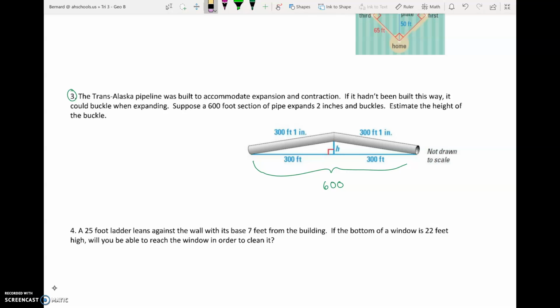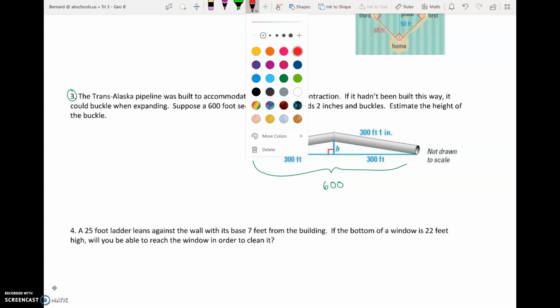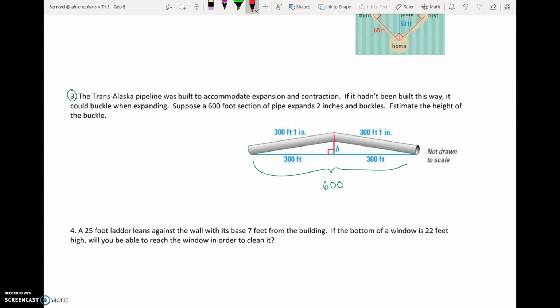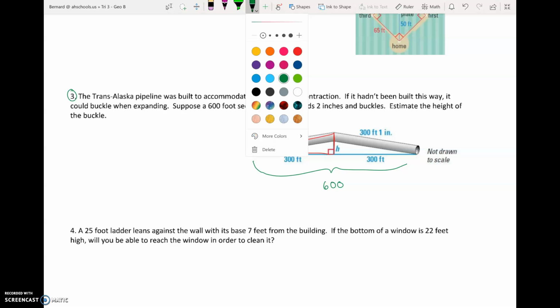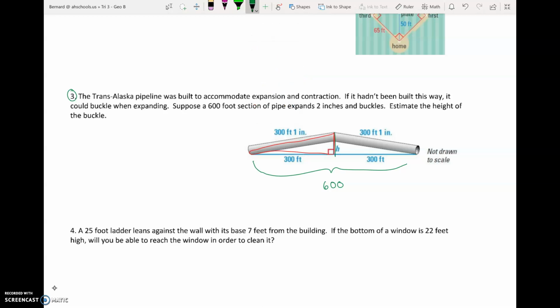Basically what happens is on both sides of the buckle, it's like a right triangle. There's a right triangle on the left and a right triangle on the right. We can use the Pythagorean theorem to figure out what H is, and you don't need both right triangles, just one of them. I just wanted to point out that's what happens when this buckles. It shifts up and creates these right triangles for us to work with. So I'm going to focus on the one on the right.